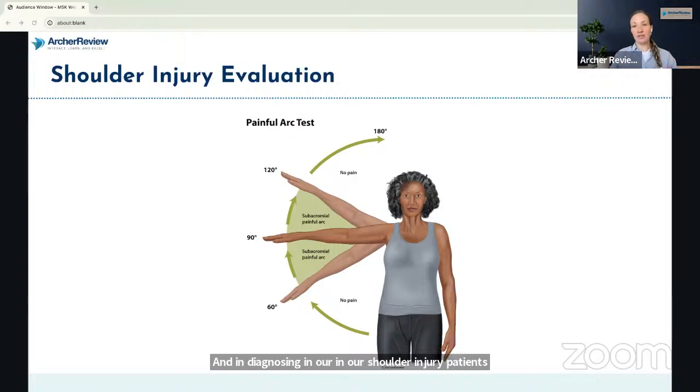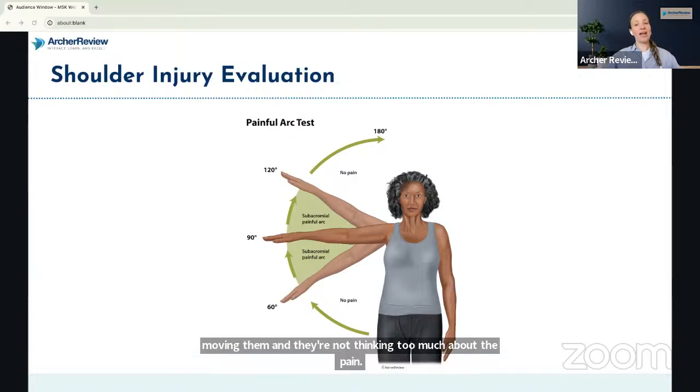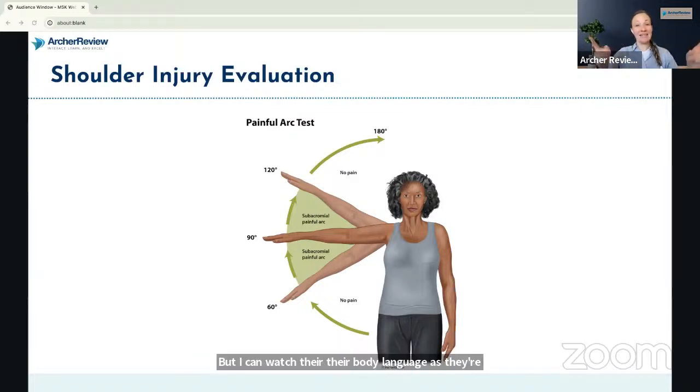All right, nerve impingement, super common. What we're going to use here is the painful arc test, okay? We can do this with our patient sitting or standing, and I often do it along with the patient because when I'm moving my arms, the patient is also moving them, and they're not thinking too much about the pain, but I can watch their body language as they're doing this, and that is the key to whether these patients are experiencing pain during this.